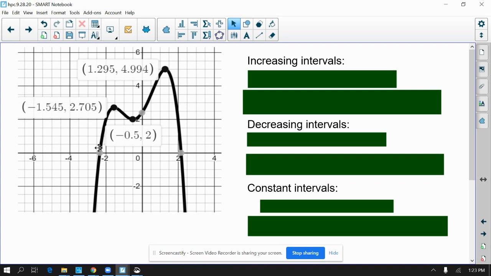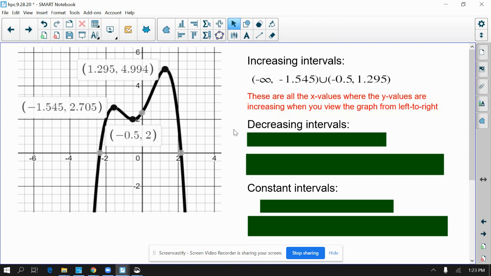What are the x values that produce this section? It is -infinity all the way to this x value, which is -1.545. And then the other one is from this x value all the way to this x value. So -0.5 all the way to 1.295. So those are the 2 intervals, the 2 sets of x values that produce increasing y values.